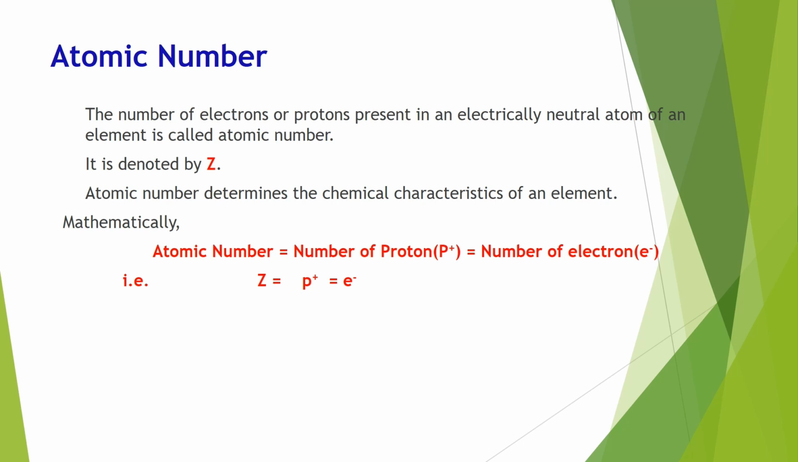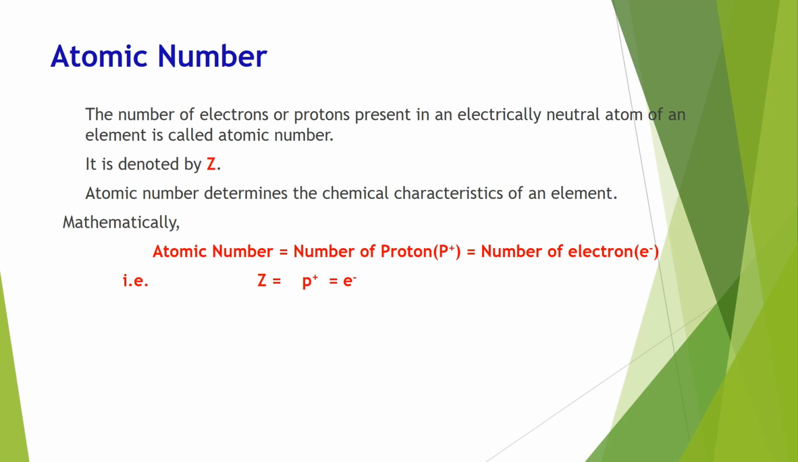Okay. So, atomic number is very important. Why I am focusing on it is that atomic number determines the chemical characteristic of an element. Whatever chemical property it possesses is due to the number of protons or electrons present in the atom. Mathematically, atomic number is equal to the number of protons, that is positively charged, equal to the number of electrons present in the atom, that is Z = P+ = E-. Okay. So now we have studied the atomic number.